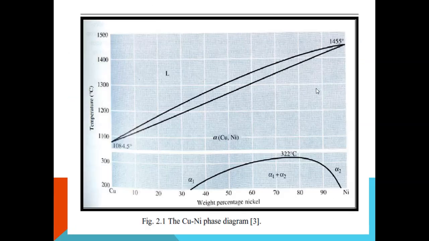The copper-nickel phase diagram explains the melting point of copper, equal to 1084.5 degrees Celsius, and the melting point of nickel, 1455 degrees Celsius. This is the alpha copper-nickel region of the phase diagram.